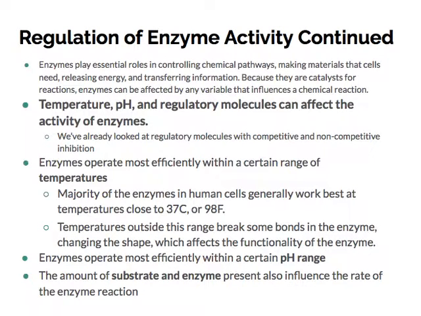So now we're going to look at more regulation of enzyme activity. Remember, enzymes play essential roles in controlling chemical pathways, making materials that cells need, releasing energy, and transferring information. Because they are catalysts for reactions, enzymes can be affected in a variety of ways. Temperature, pH, and regulatory molecules can affect the activity of enzymes. We already looked at competitive and non-competitive inhibition, so we're going to look at temperature, pH, and the amount of substrate and enzyme present.